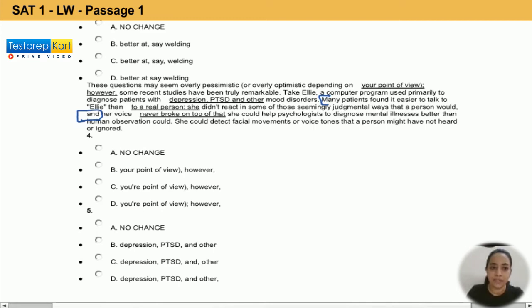And her voice never broke, on top of that. And her voice never broke. This is one complete thing. On top of that, she could help psychologists to diagnose mental illness better than humans could. Right? So this part is complete. Look at this. Her voice never broke. And then we are starting that. On top of that, what happened? So let's go back.